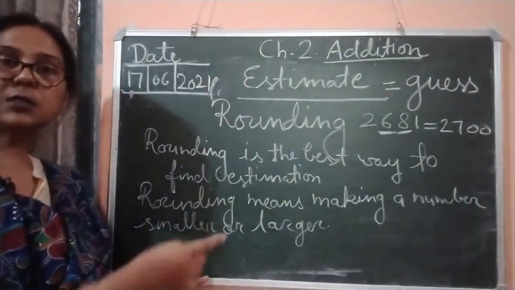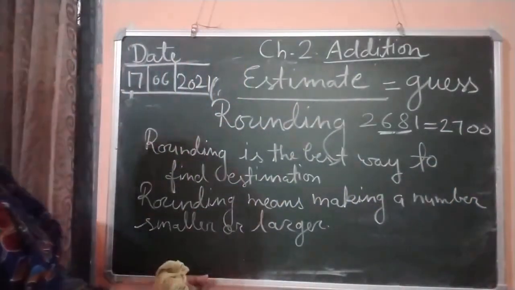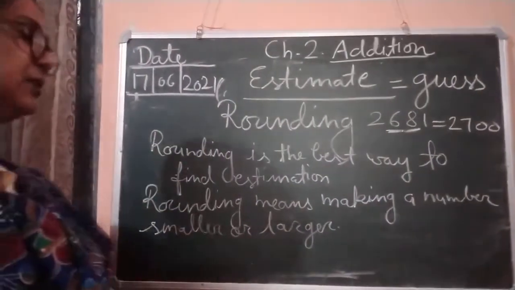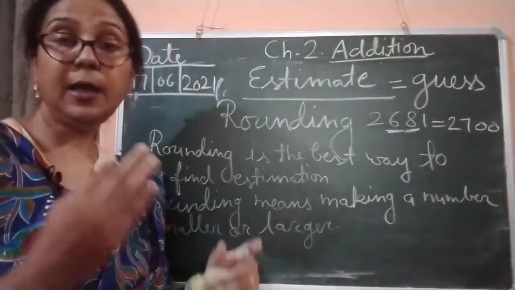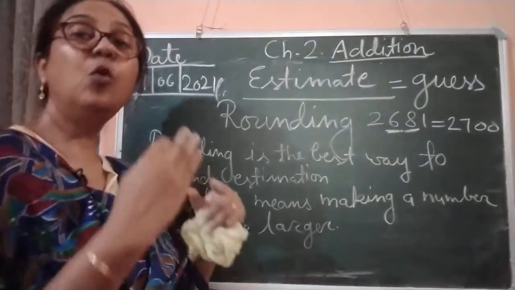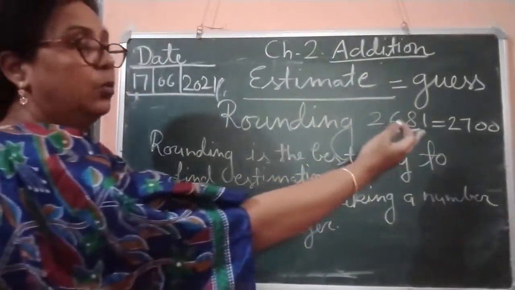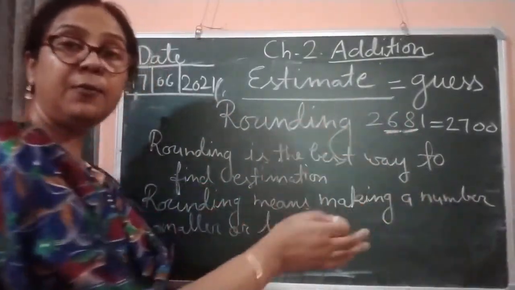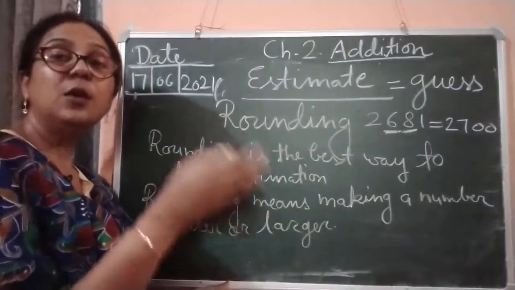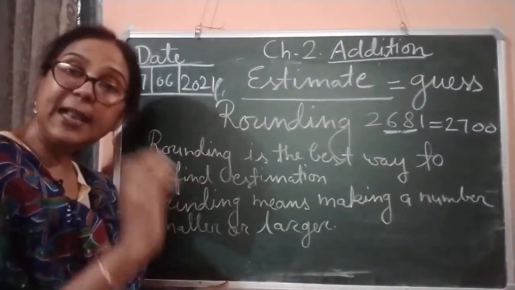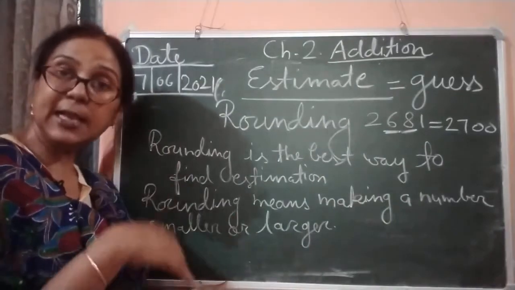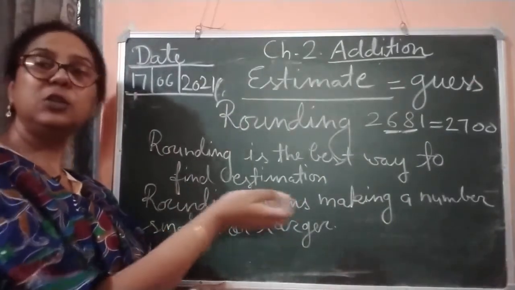Okay, so this is called rounding off. Rounding means making a number smaller or larger. If it is 5 or more than 5, we will move to the larger number. If the number is less than 5, we will move to the smaller number.